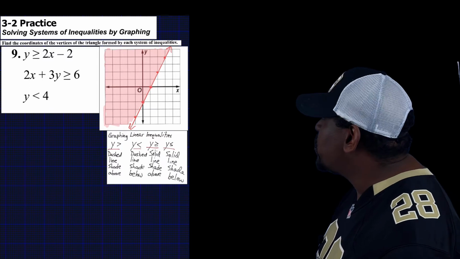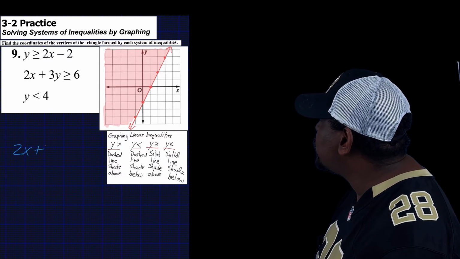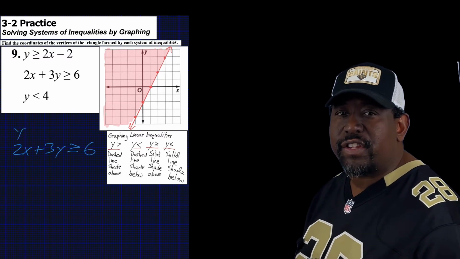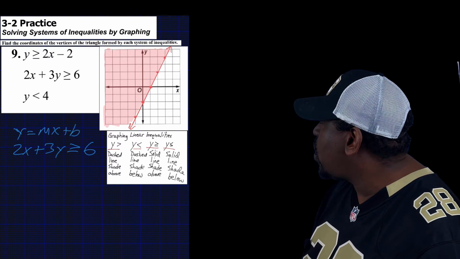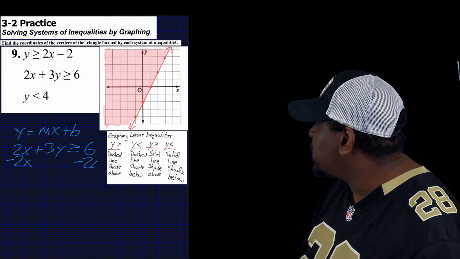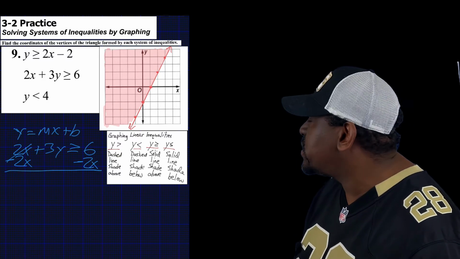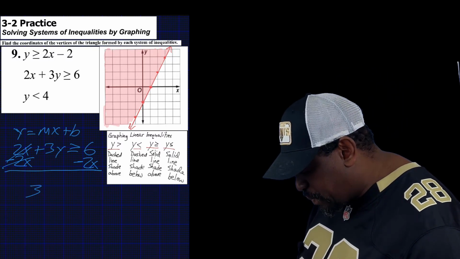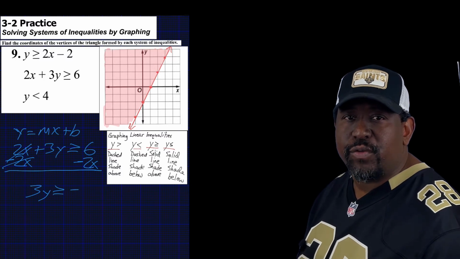So now we're going to graph our next inequality, which is 2x plus 3y greater than or equal to 6. We want to put our slope-intercept form above it so we know what to do. Now this problem is not solved for y, so we have to solve for y by subtracting 2x from both sides to get rid of the 2x. Use our inverse operation. The inverse of positive is negative. We will bring down the 3y, and that will be greater than or equal to negative 2x plus 6.